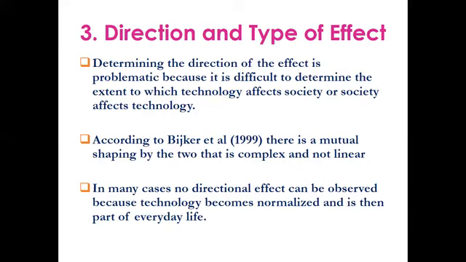So according to Bijker et al., there is mutual shaping by the two that is complex and not linear. So he is trying to suggest that there's a mutual shaping. It's like each of us shapes the other.